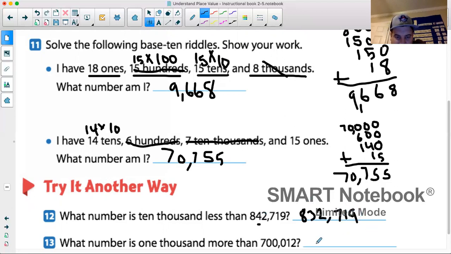What number is 1,000 more? So I'm adding 1,000 here. So 701,012.